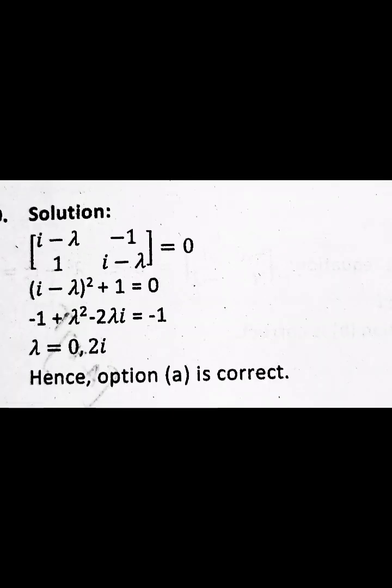Next question is, the eigenvalues of the matrix [i, -1; 1, i] are dash. So here the eigenvalue can be calculated by the equation |A minus lambda I| is equal to 0. That is, |i minus lambda, minus 1; 1, i minus lambda| equal to 0. Then (i minus lambda) whole square plus 1 is equal to 0. That is, minus 1 plus lambda square minus 2 lambda i is equal to minus 1. That is, lambda equal to 0 and 2i. So the answer is option A.